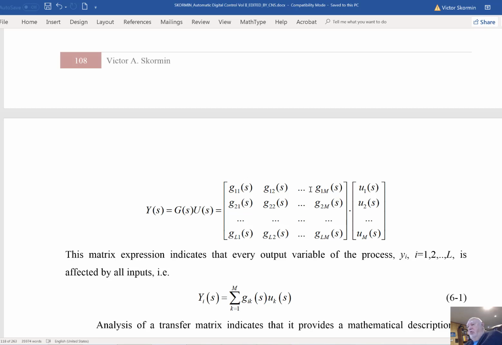I guess the row of the transfer matrix is associated with the particular output, and each column represents the dynamics between the particular output and input 1, input 2, input 3, but the row index is the index of the output, and the column index is the index of the input.